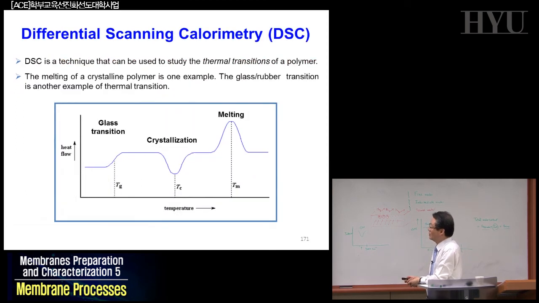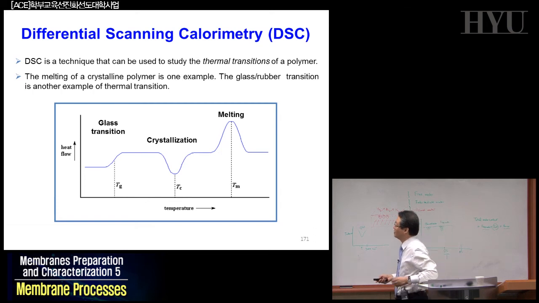Tg can be measured by DSC. If you increase the temperature, then the delta H will increase, so that the midpoint is defined as the glass transition temperature of your endothermic heat of enthalpy. And the crystallization and melting temperature can be defined and measured by this very nice technique, DSC.